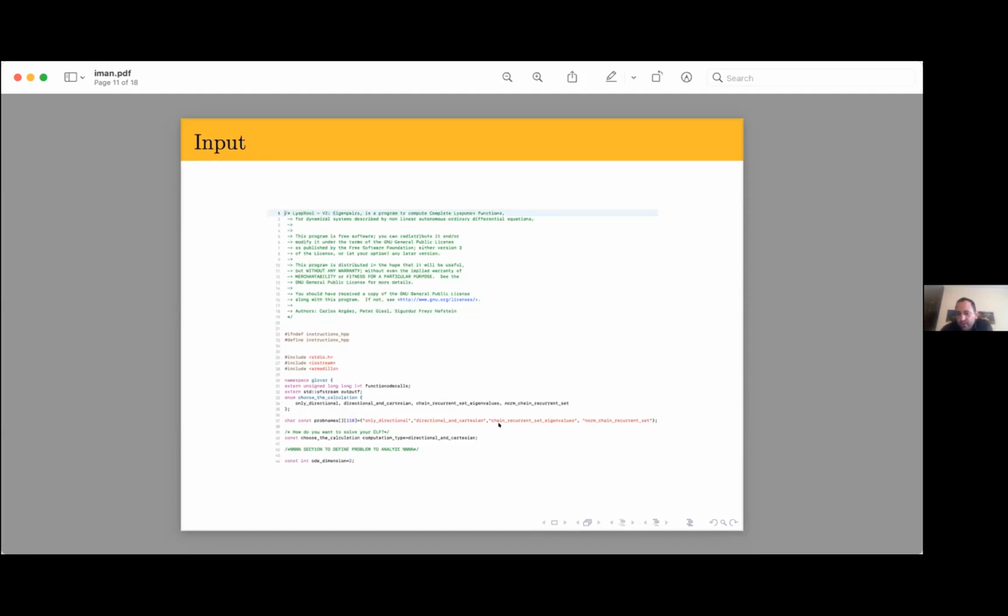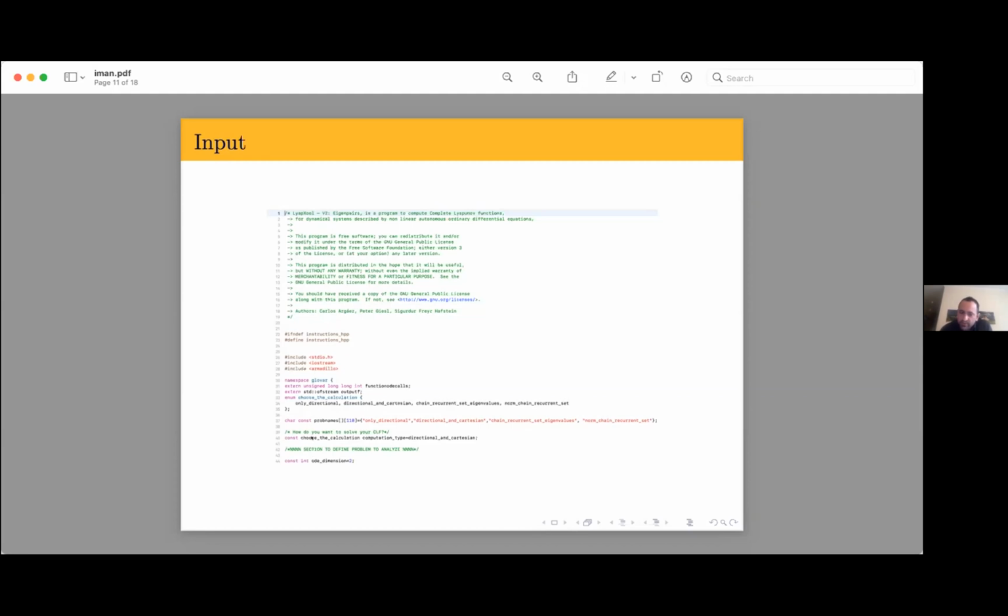Then you can also have the chain recurrence set and the eigenvalues only on the chain recurrence set, but that's also very useful to classify the orbits. And then you can compute the chain recurrence set using the norm. Now, more options are coming because we are constantly upgrading our codes, and very soon there's going to be a new version. Now, all the names, all the functions are very intuitive.